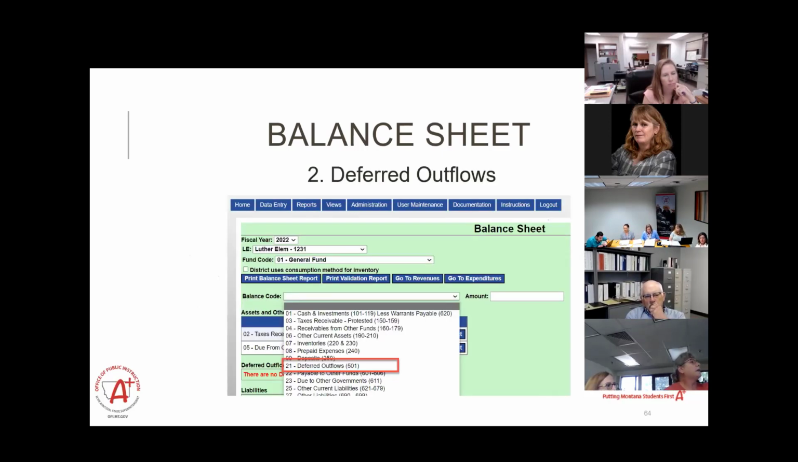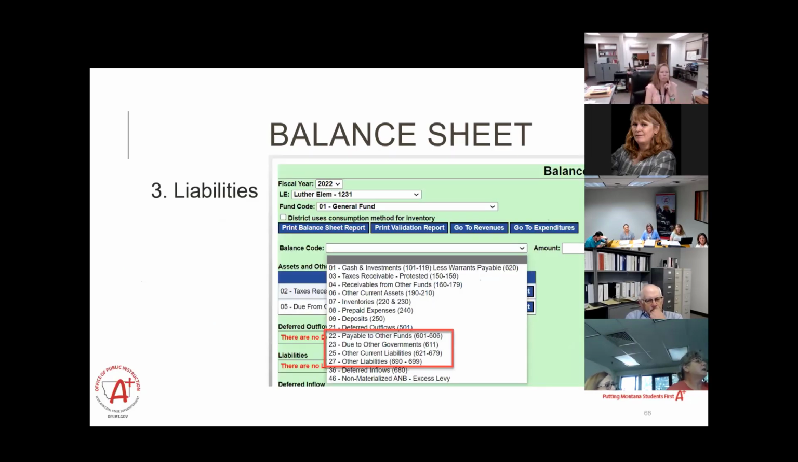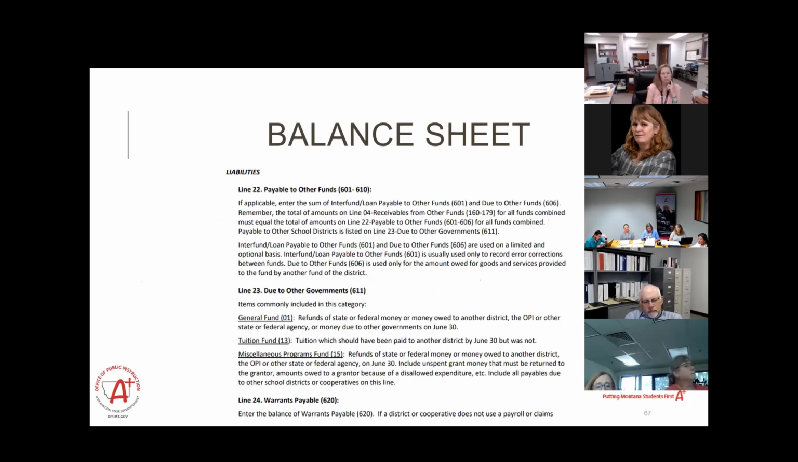Okay. This one shows your deferred outflows. And the next slide, again, explains what your deferred outflows are. And liabilities are made up of these 4. And then if you go to the next slide, your balance sheet, your liabilities are explained there as well.